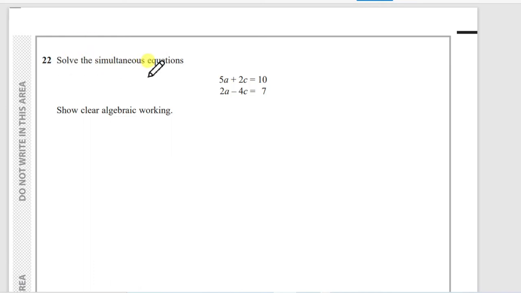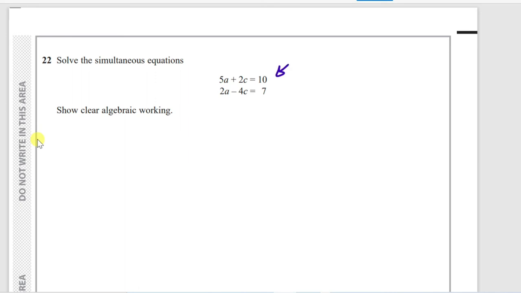Now, solve the simultaneous equations. Show clear algebraic working. All you have to do, when you want to solve a pair of equations like A's and C's or X's and Y's, is look at the first two. You have to make sure that the values in front of the first letter, like A, are the same on the top and the bottom. This is 5A and that's 2A. So to make them the same, you just times by what they don't have.